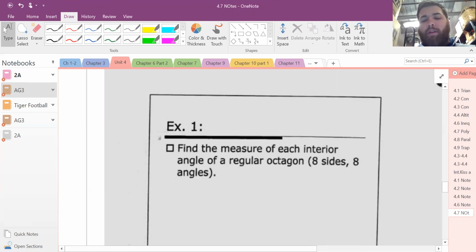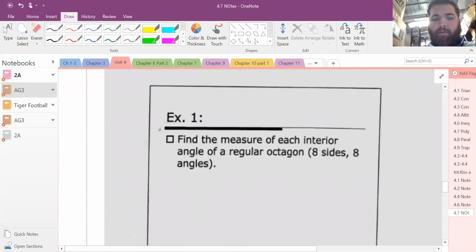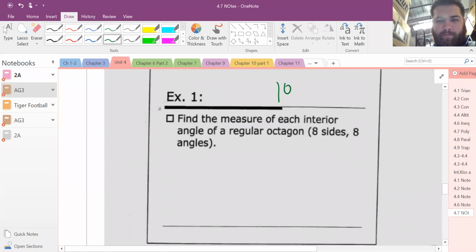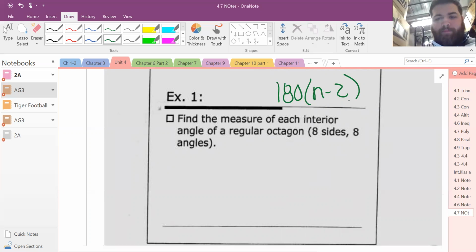Okay, so first thing we need to do is find the total sum. So how do we find the total sum? Well, we just had a formula for that: 180 times n minus 2. Okay, so what's n in this case? It's 8, right? So here we go.